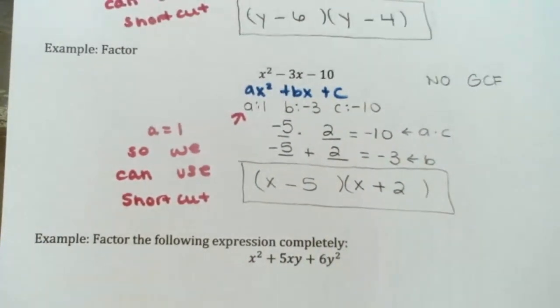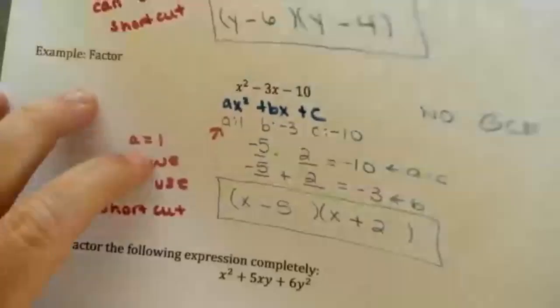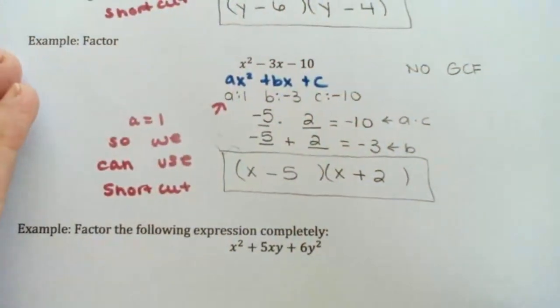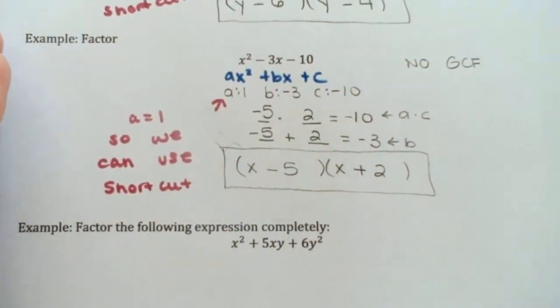Multiply our two factors together, we get back to our original problem. Sorry. So our final answer here is x minus 5 times x plus 2.